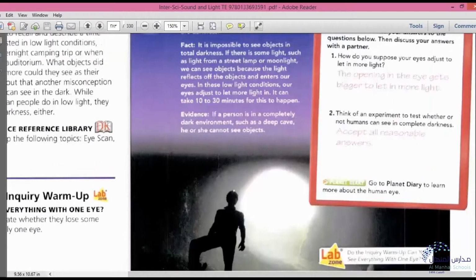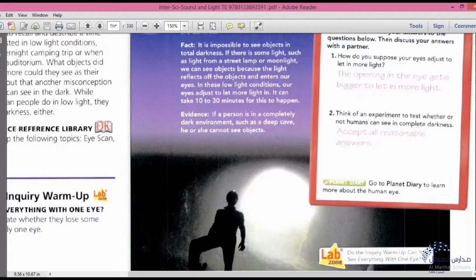We have two questions. Question number one: how do you suppose your eye adjusts to let in more light? The answer is the opening in the eye, the pupil, gets bigger to let in more light, because if you are in the dark, your eye wants to collect more light to enable you to see well. So there is an opening inside your eye, the pupil, that collects more light.